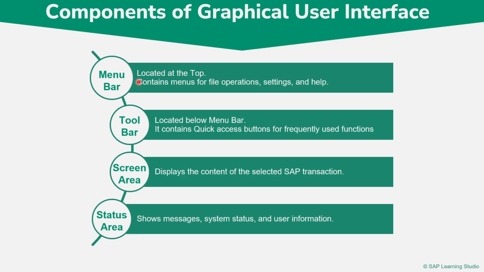So there are various components of the GUI: menu bar, toolbar, screen area, and status area. Menu bar is located at the top. Toolbar is located just below the menu bar, and contains the shortcut buttons for the frequently used actions. Then we have the screen area where we will actually carry out our work, and at the end we have the status area at the bottom of the screen where we will come to know whether the transaction has been saved or went into any error or not.